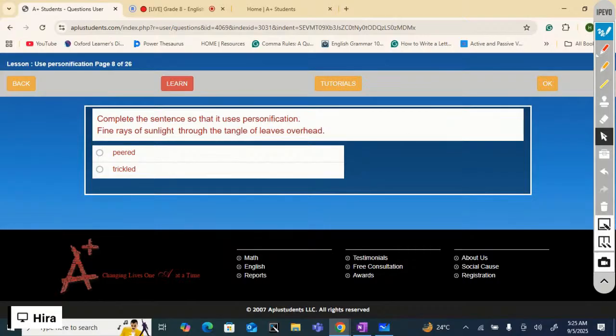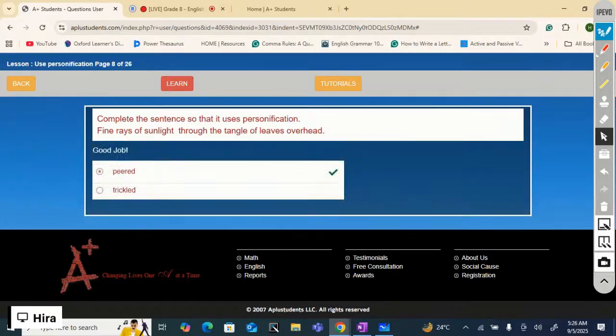Well, peer means to look through something so you could see it closely. It's a human quality. So the first option, peered: fine rays of sunlight peered through the tangle of leaves overhead.